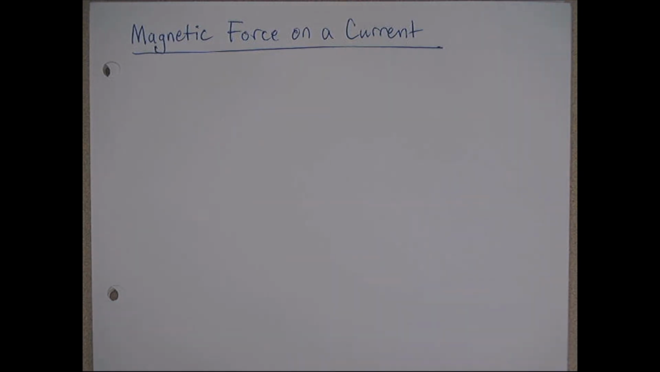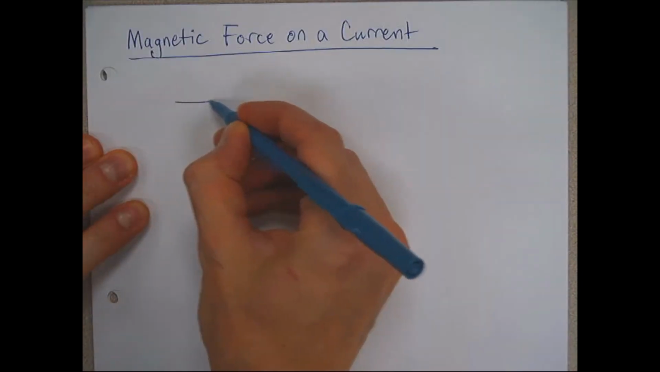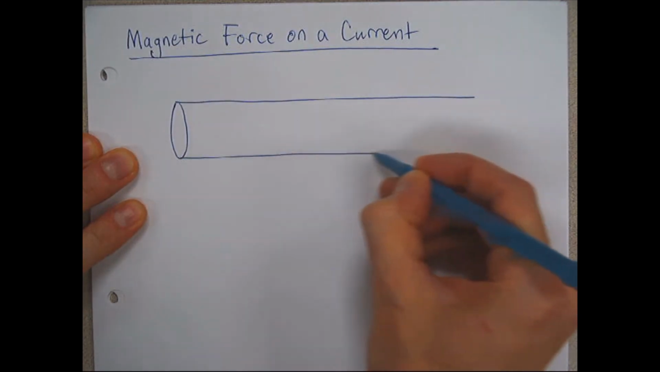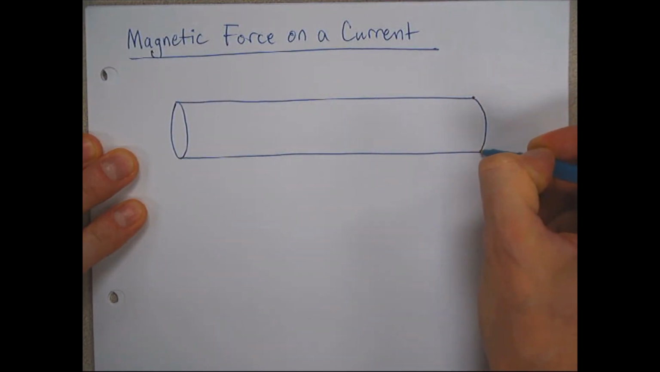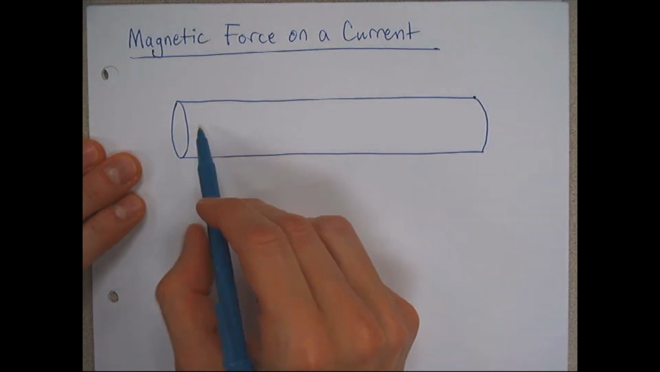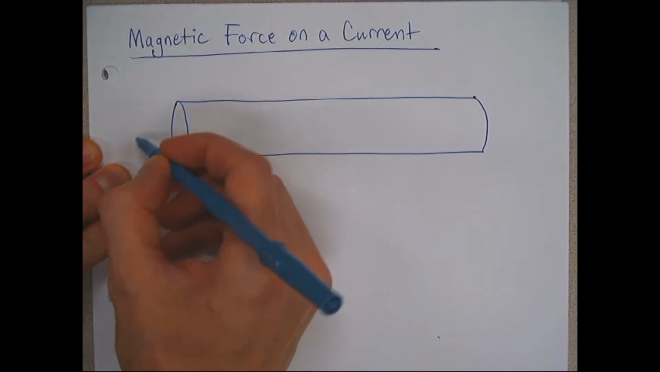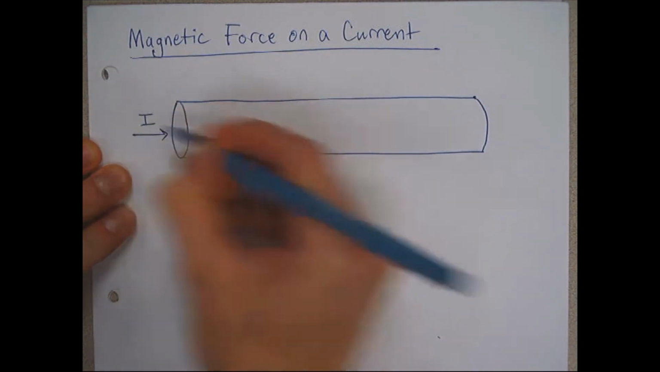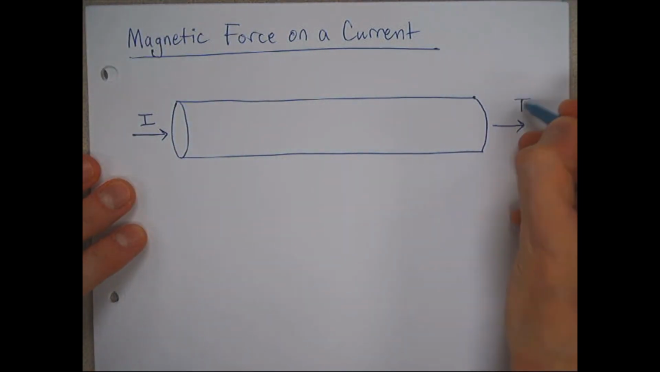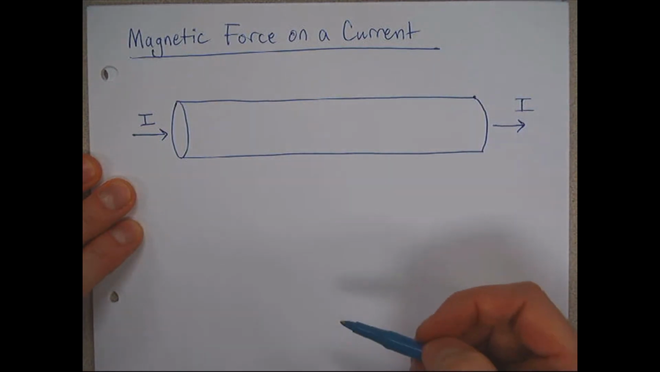We've seen how single point charges feel a magnetic force when they travel with some velocity v in a region of magnetic field. When we get a group of point charges together, all moving in the same way, we call that a current. If we consider a current flowing in a wire, let's say we're looking just at a section of the wire here, current is flowing from left to right.